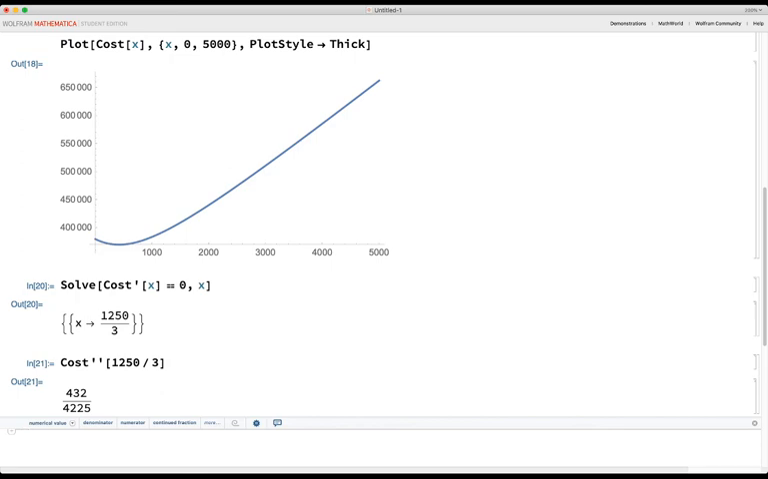I'm trying to get them to argue why the fact that I took the second derivative and plugged in 1250 over 3, which is our critical point, shows that this has actually minimized my function. What is that value, the second derivative of my critical value, and how does that show me that I in fact have a minimum? That's what the lads are kind of struggling with at this moment.